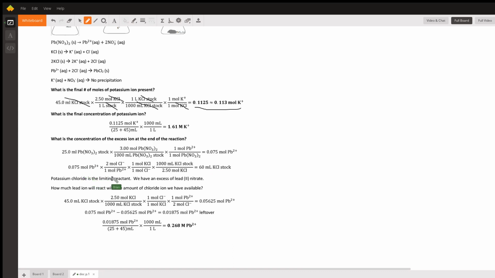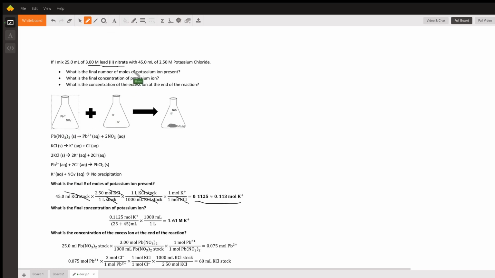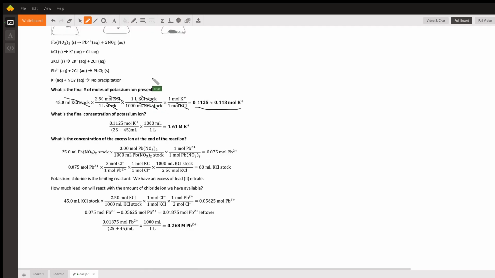And we're going to find out that 60 mLs of potassium chloride stock could react with the amount of lead nitrate we had. So potassium chloride is the limiting reactant. We only have been given 45 mLs of that. So there's going to be some lead nitrate left over, or lead ions left over, because the nitrate's a spectator ion. So let's see how many moles of lead are going to react.